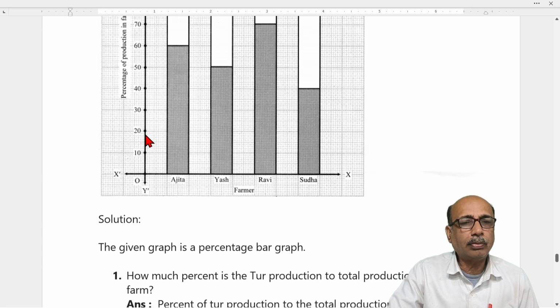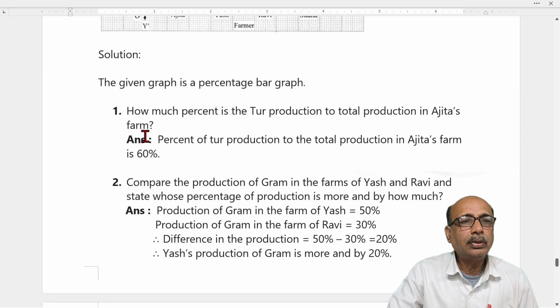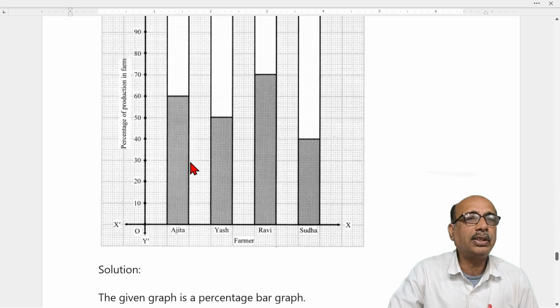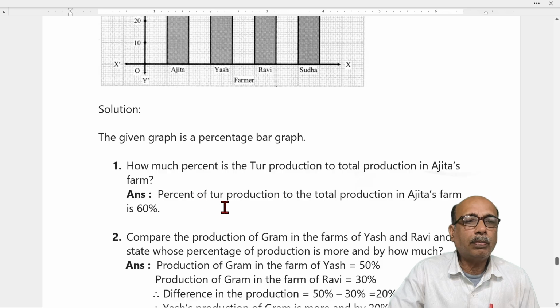Here are some questions given. The given graph is a percentage bar graph. So how much percent is the tur production to total production in Ajita's farm? Percent of tur production to the total production in Ajita's farm is 60%. Please see here. Tur for Ajita is up to 60. This is tur. Therefore, percent of tur production to the total production in Ajita's farm is 60%.